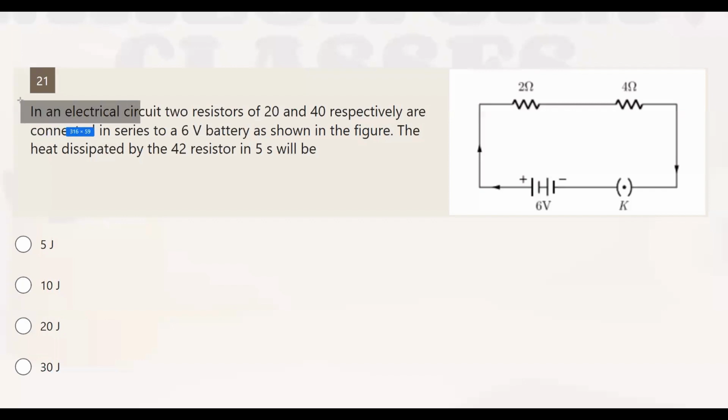In the next question, it says an electric circuit with two resistors of 2 ohm and 4 ohm, I made a mistake while writing, are respectively connected to a 6-volt battery. The heat dissipated by the 4 ohm resistor in 5 seconds, right? So we have to find the heat dissipated over here.